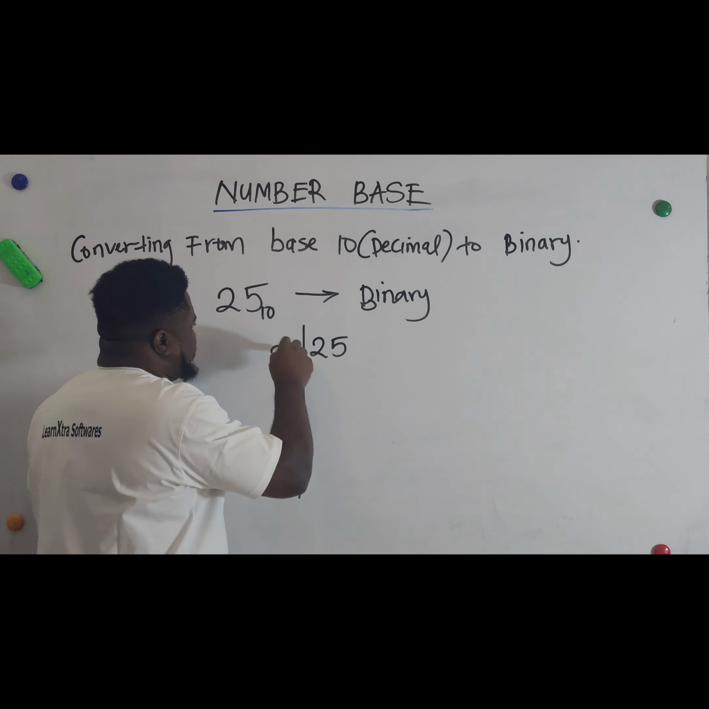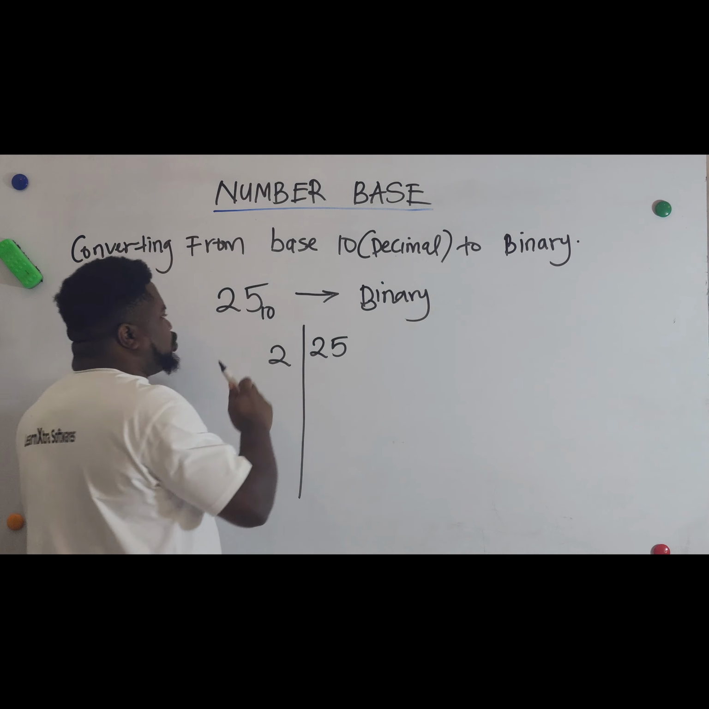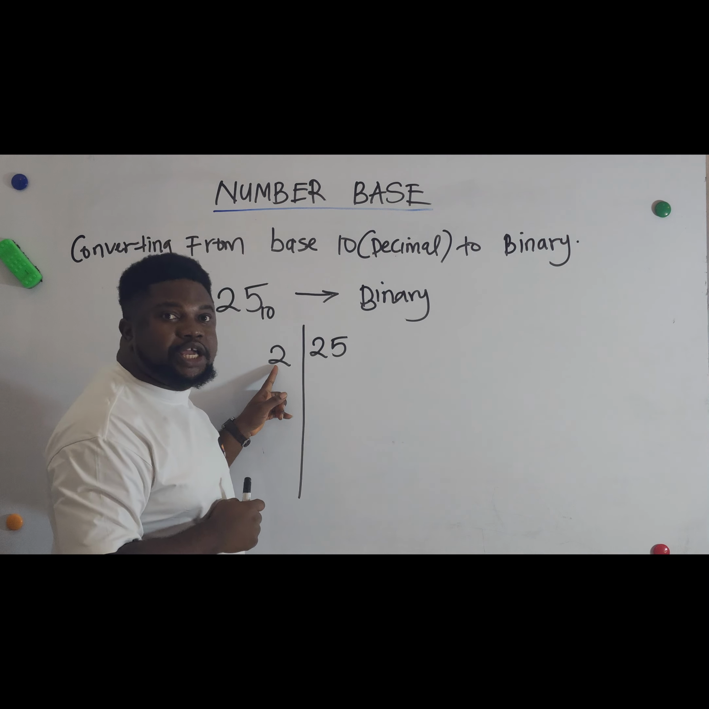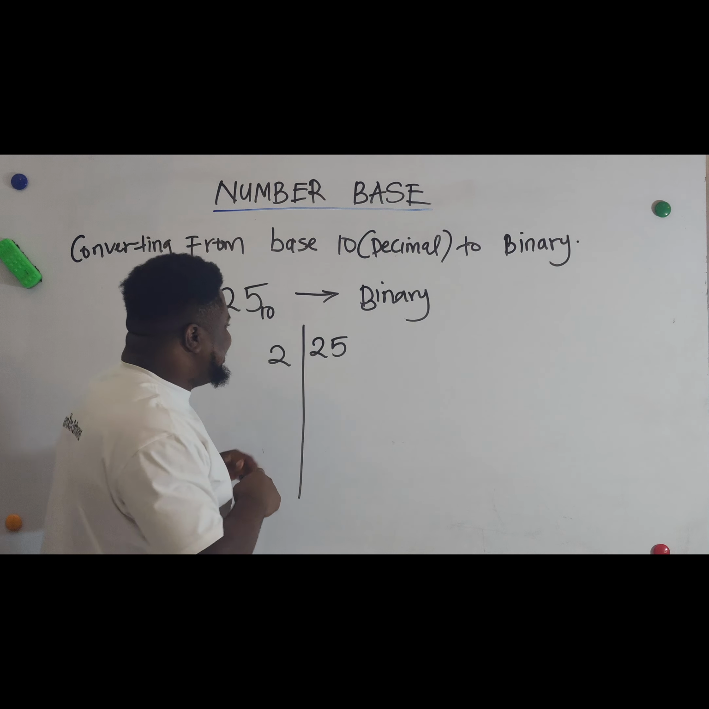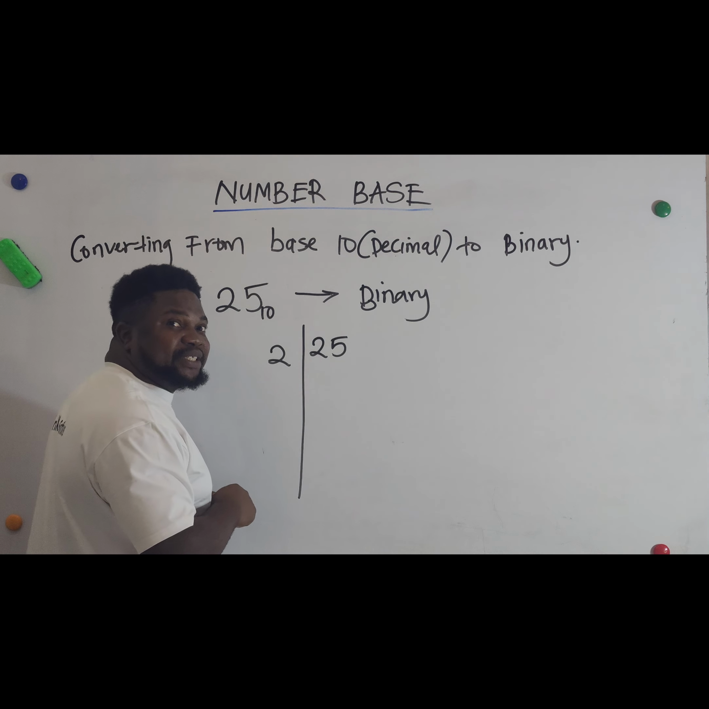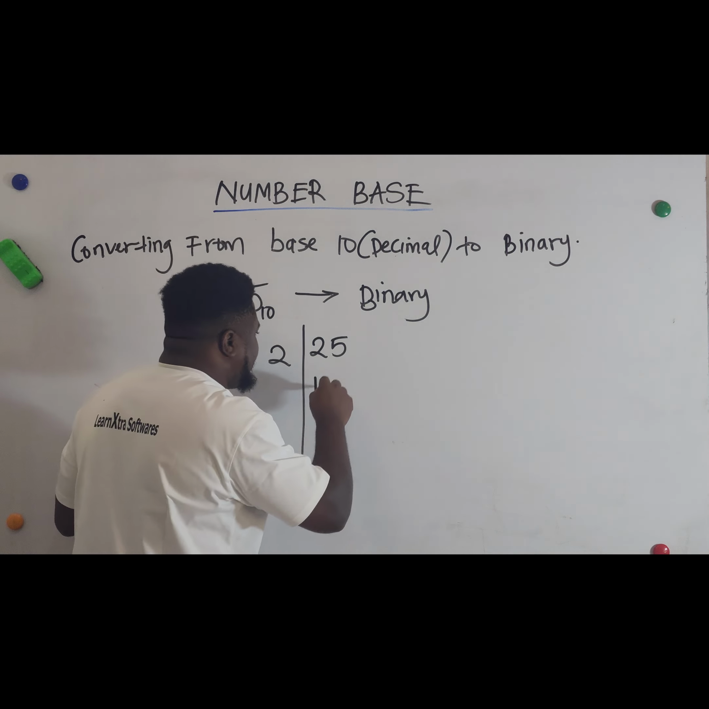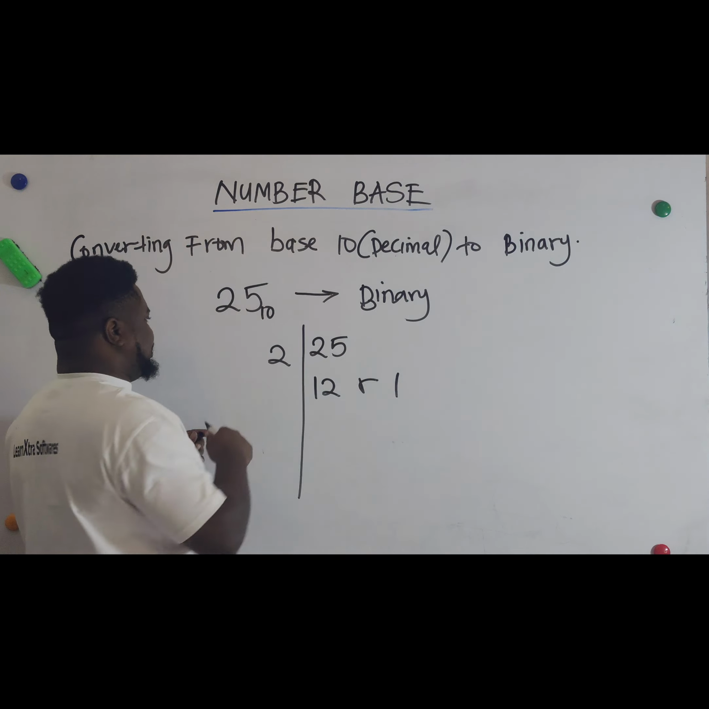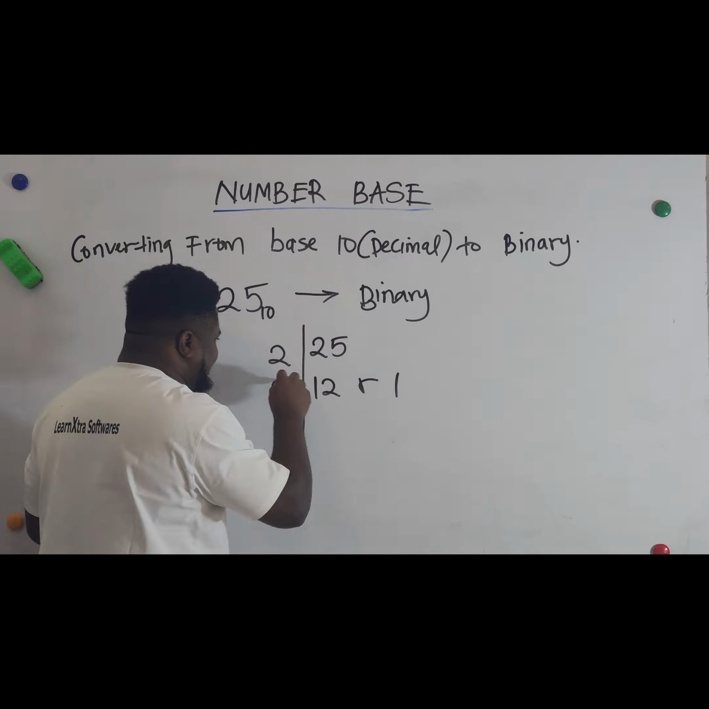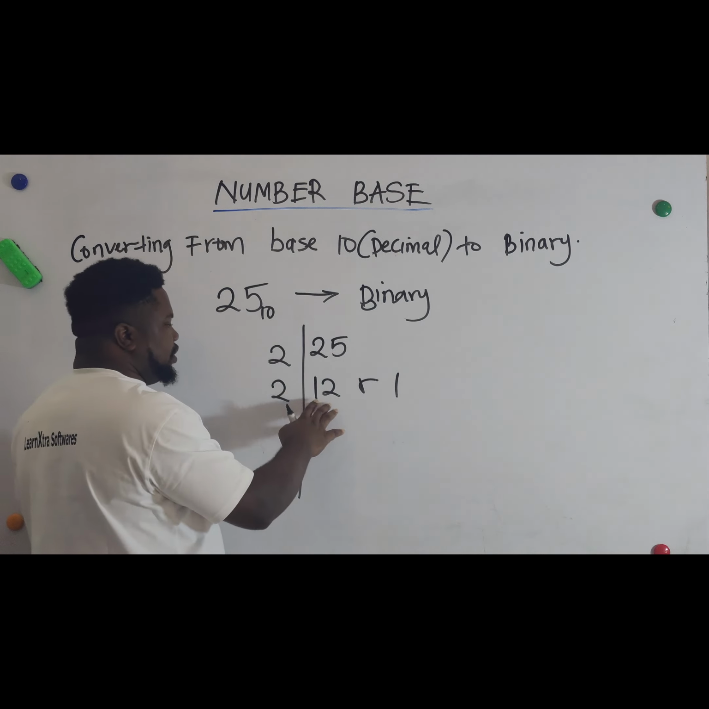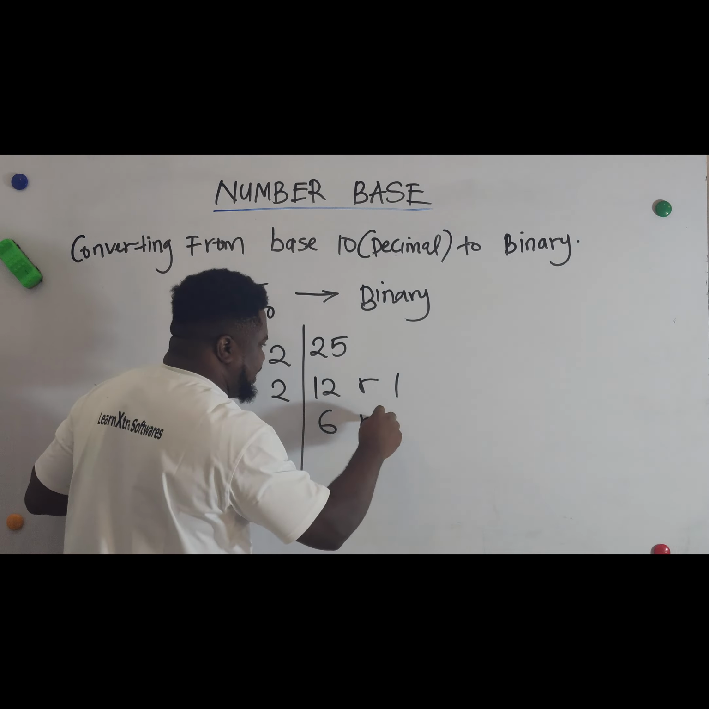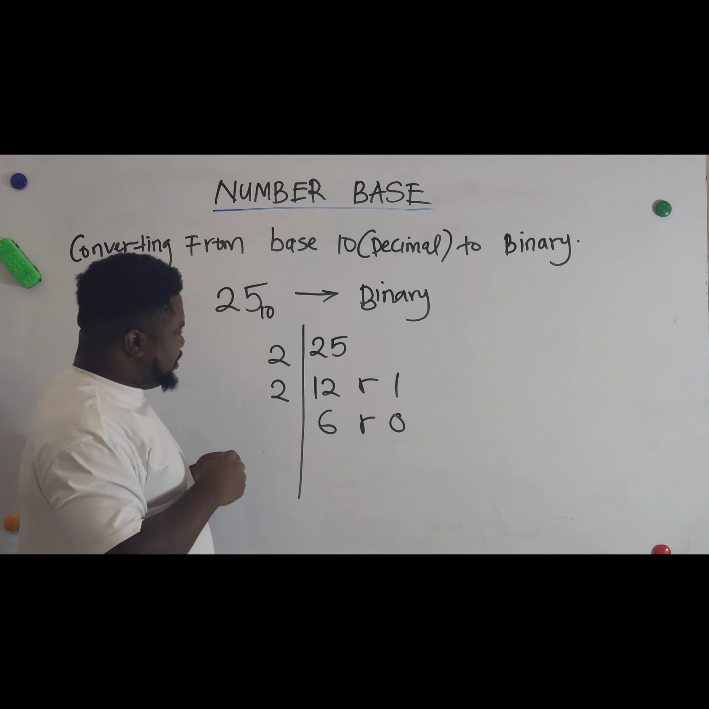Yes, divide by 2. 25 by 2 persons. If 2 persons share 25k, what will they have? Each person will have 12k, and 1k will remain, remainder 1. If they share it again, 2 persons sharing 12k now, they will have 6k each, and nothing will remain.